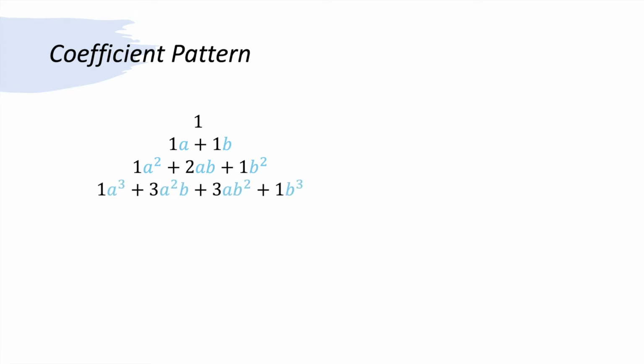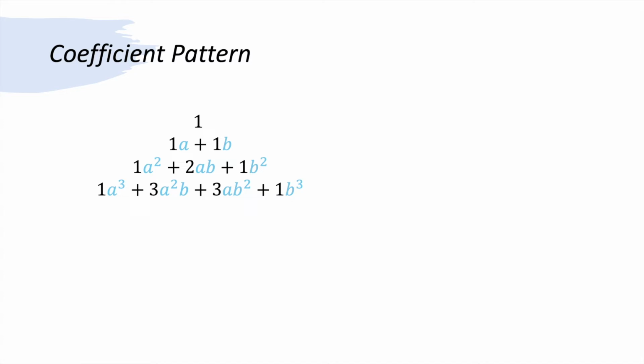Let's take a look at the coefficients of the various simplified results we found when multiplying out a plus b. We said that a plus b to the power of 0 is 1. Next, we said that a plus b to the power of 1 was a plus b, which I'll rewrite as 1a plus 1b. For clarity's sake, I'm going to put the coefficients for each term in black and the remaining terms in light blue. Next, we said that a plus b squared is a squared plus 2ab plus b squared, and that a plus b cubed is 1a cubed plus 3a squared b plus 3ab squared plus 1b cubed.